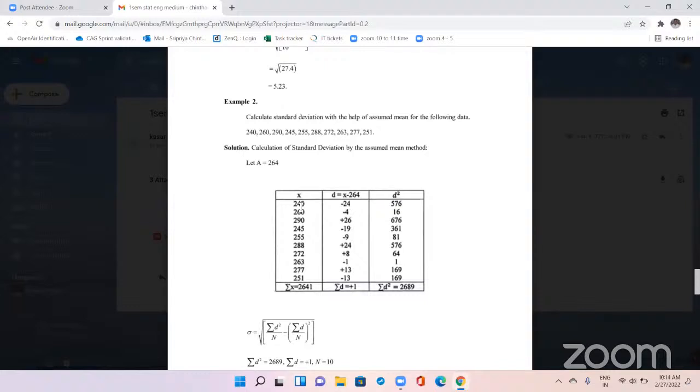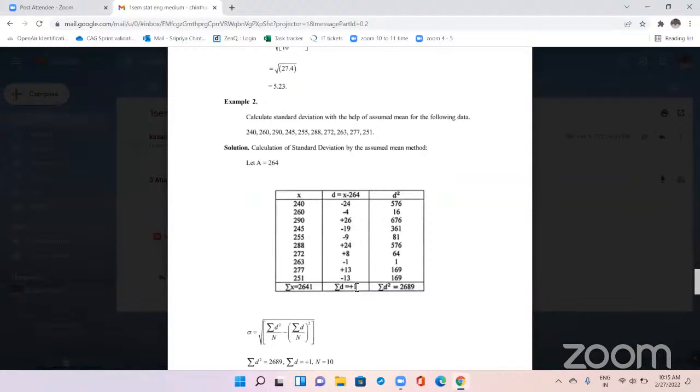240 minus 264 equals minus 24. Now this minus 24 square is 576. You need not worry about this second column, it is not necessary, because 240 minus 264 whole square, directly you should get 576. 260 minus 264, that is minus 4 whole square, means 16. If you are not understanding the problem, you should write the second column also. It is the easiest method. So sigma d square total is 2689.